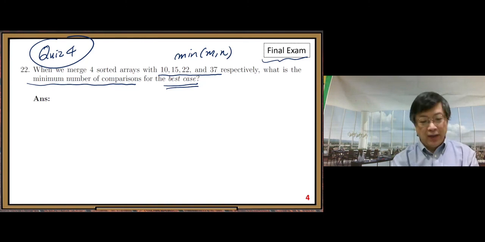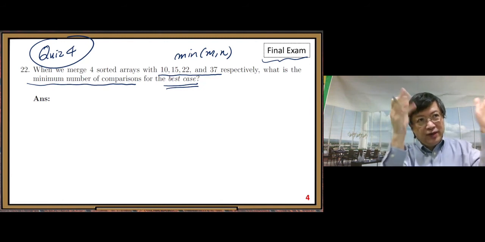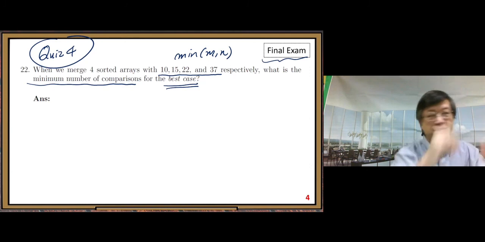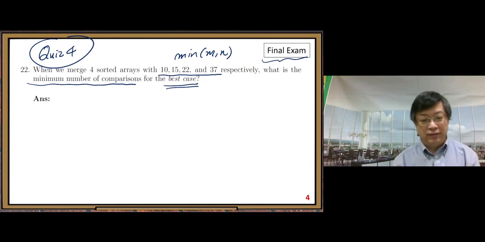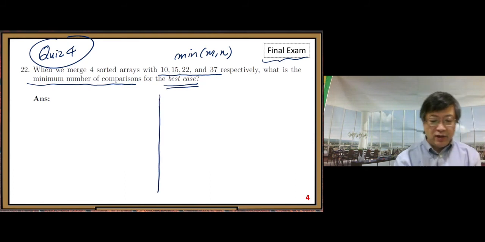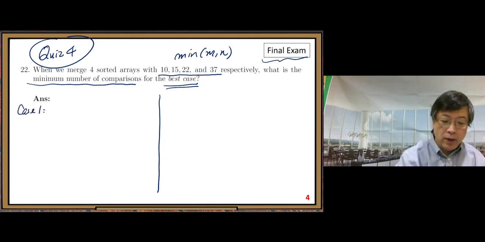So when you work on this, if you try 2 cases, look at which one gives you the better solution. Then you take that one. So what 2 cases? Case 1, case 2. So let me draw 2 halves. The first half, case 1. Case 1 here. Case 2 here.